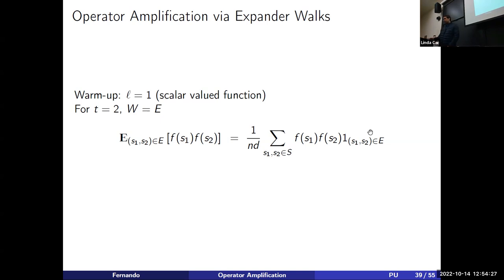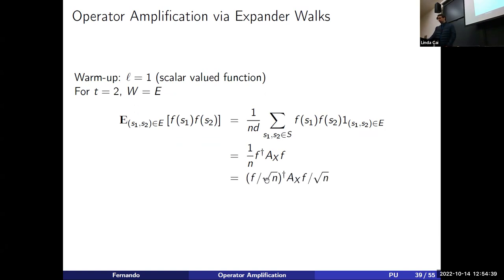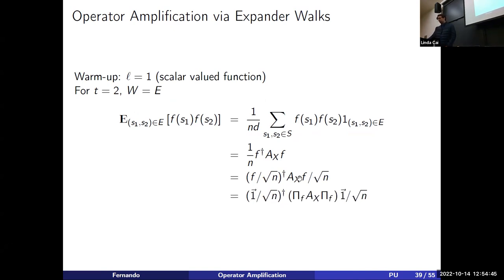And this looks something very familiar, right? This looks like a quadratic form over the adjacency matrix of the graph. If you interpret f as a vector here, this is a quadratic form, right? And you can divide this n factor, square root n here, square root n there. You can massage it a little bit more. Now, instead of having f here, you're going to have the all ones vector here, and then you're going to put pi f here, so it allows you to write it in this way.